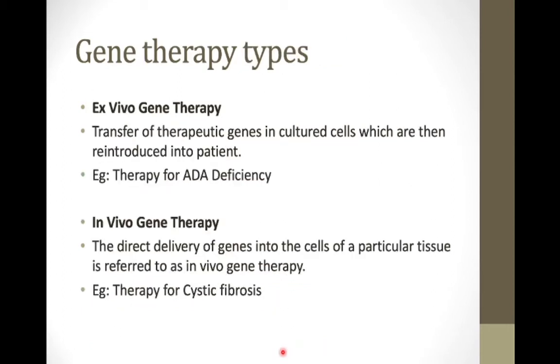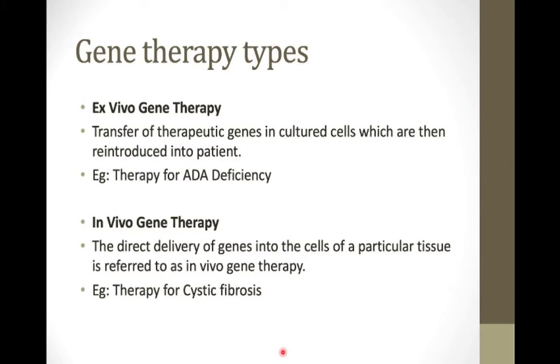Now there are different types of gene therapy. We've got ex vivo gene therapy. This is the transfer of therapeutic genes in cultured cells. So the cells have been taken from the patient, and then they've used the virus to infect the cells. And that's then reintroduced back into the patient. This was used for therapy of ADA deficiency.